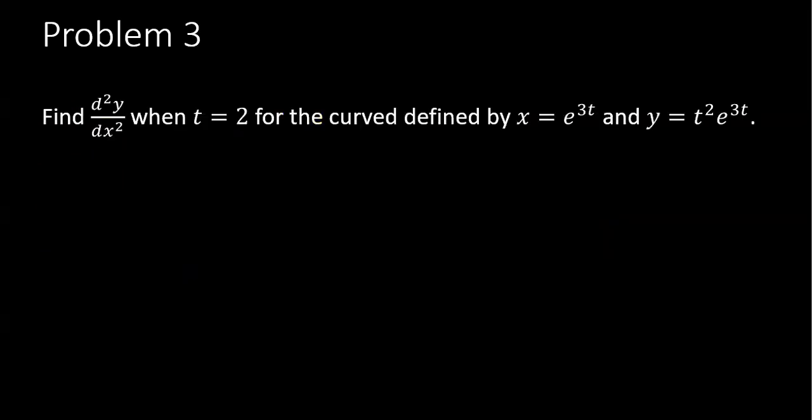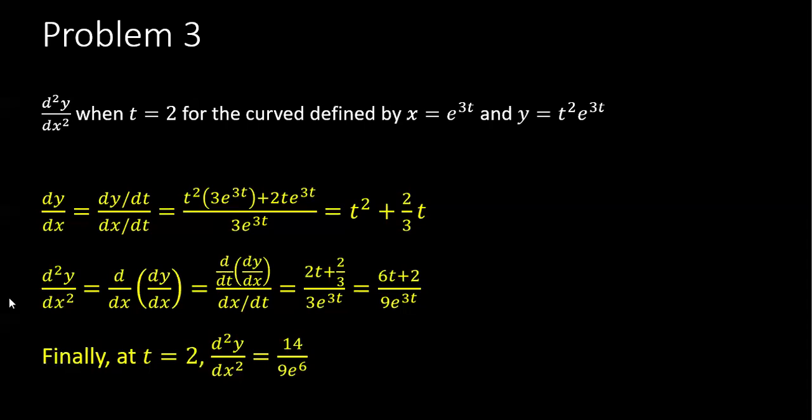All right, problem three, find the second derivative when t equals 2 for the curve defined by x is e to the 3t, y is t squared e to the 3t. How do we get the second derivative? We need the first derivative first. So let's do that. dy dx is dy dt over dx dt. So what's dy dt? We need the product rule. That's right there. I'm not going to go over that. dx dt, we need the chain rule. Okay, so notice that we can divide by e to the 3t because it's common to both these terms, and we can also divide by 3. So then we would get t squared plus 2/3 t, just to simplify.